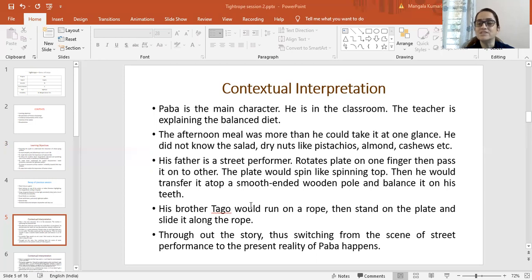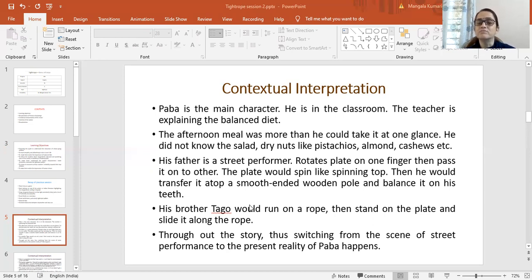So the teacher himself answered: salad, you don't know that much. Dry nuts, cucumber, banana, onion, lemon, beetroot, etc. Altogether, eating them raw is called salad. The teacher himself explains it, and Paba is not even aware of dry nuts like pistachio, almonds, cashew nuts and all. So he nudges Baka, his classmate sitting next to him, and asks what pistachio, what dry fruit means. His father is a street performer.